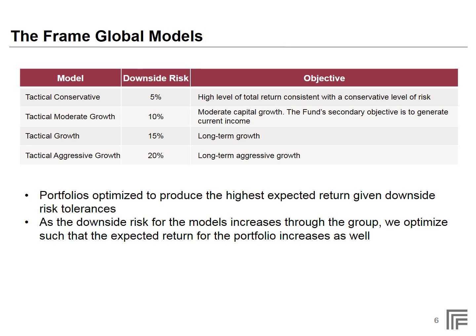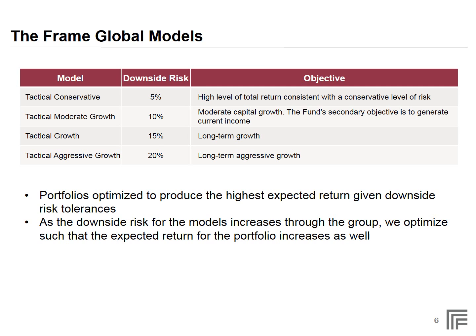With the historic behavior of all asset class inputs considered, our models are optimized to produce the highest expected return given downside risk tolerances designed to meet a range of investor goals. Our conservative model is constrained for a 5% or less chance of having negative returns. Our moderate growth model is constrained with a 10% chance, our growth model with a 15% chance, and finally our aggressive growth model with a 20% chance or less of having negative returns.